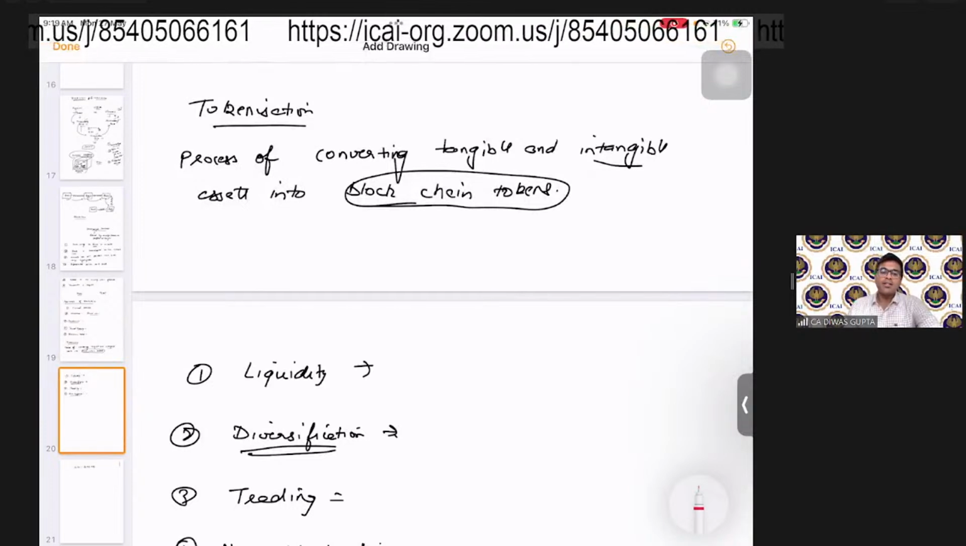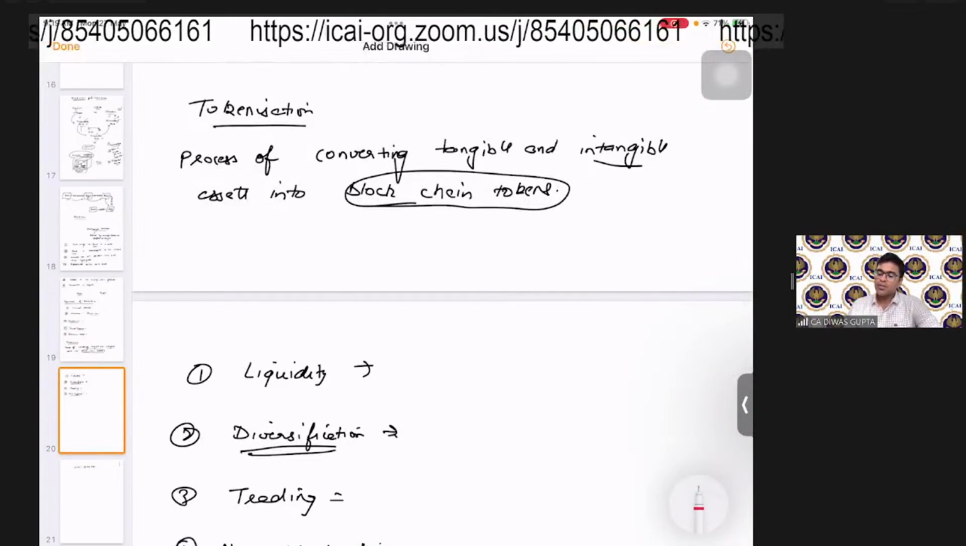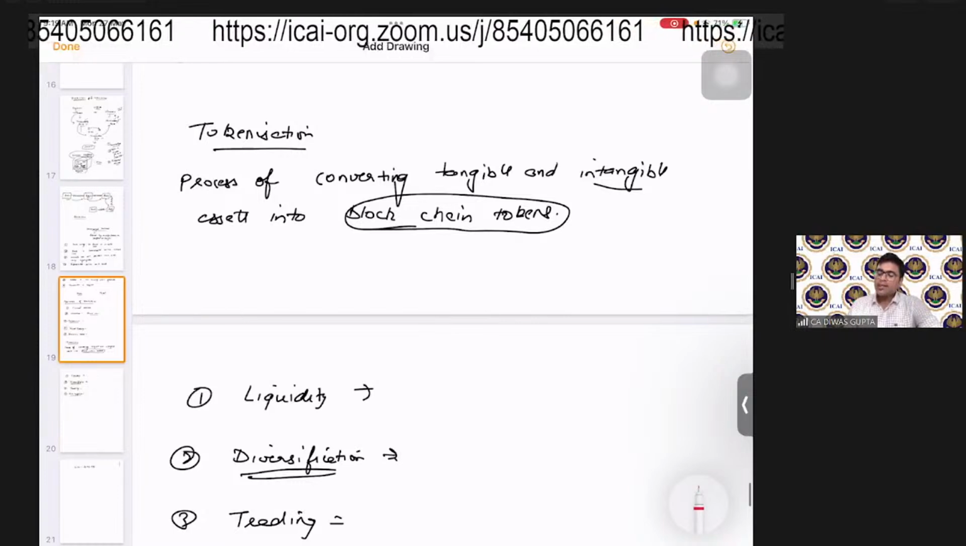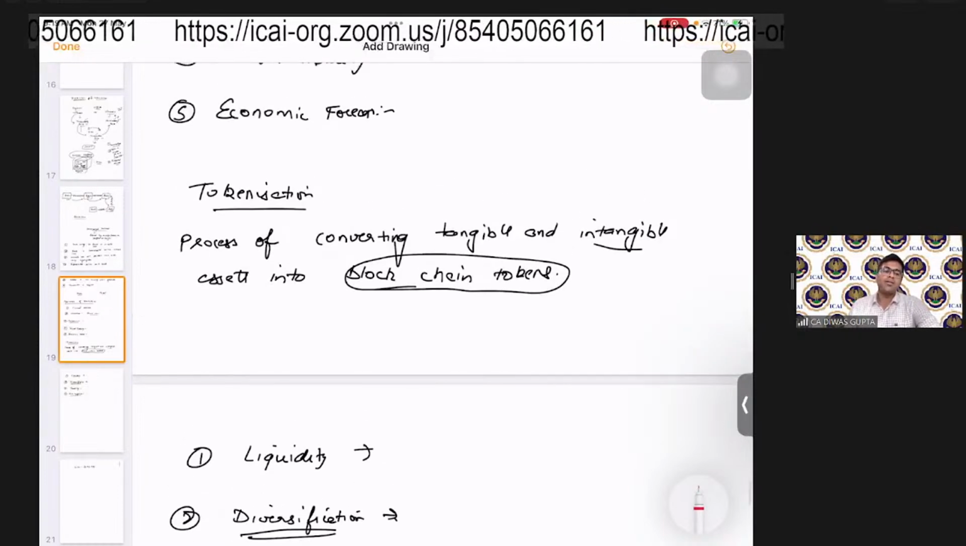Now, what is tokenization, students? Tokenization is actually the process of converting tangible and intangible assets into blockchain tokens.